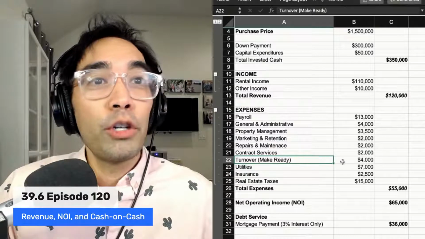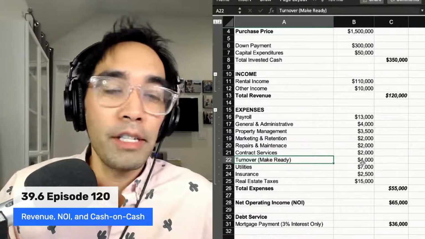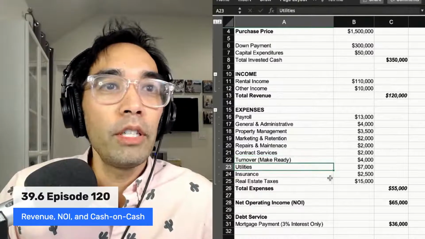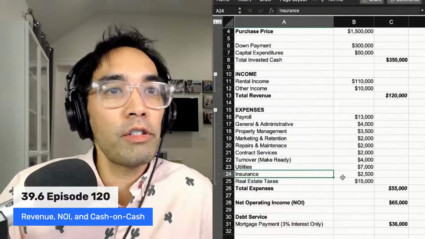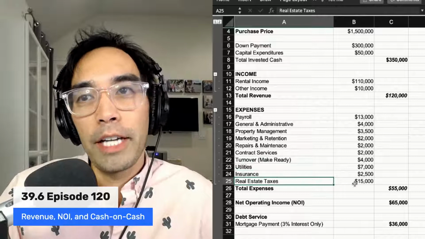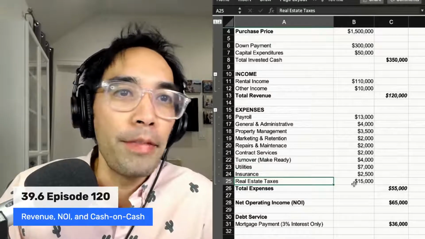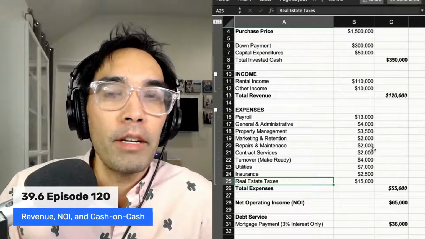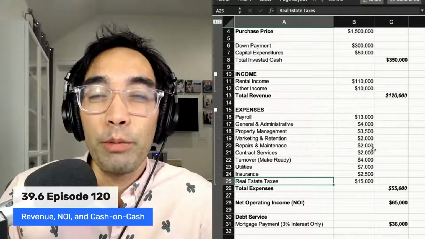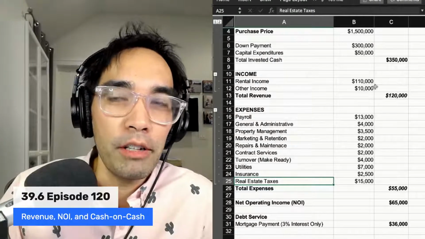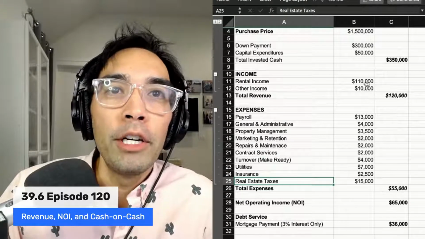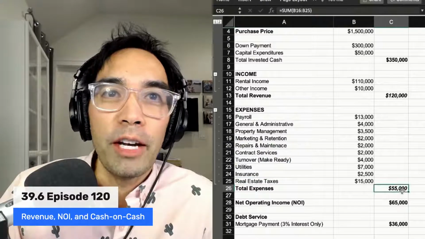Then we have turnovers, or make-readies, basically between renters, between tenants, utilities, insurance, and real estate property tax. That's here 1% of the total price of the property. Here in Texas, that's often 2% plus. In other states, it's often like 1%. It highly varies. But here, your total expenses are $55,000.